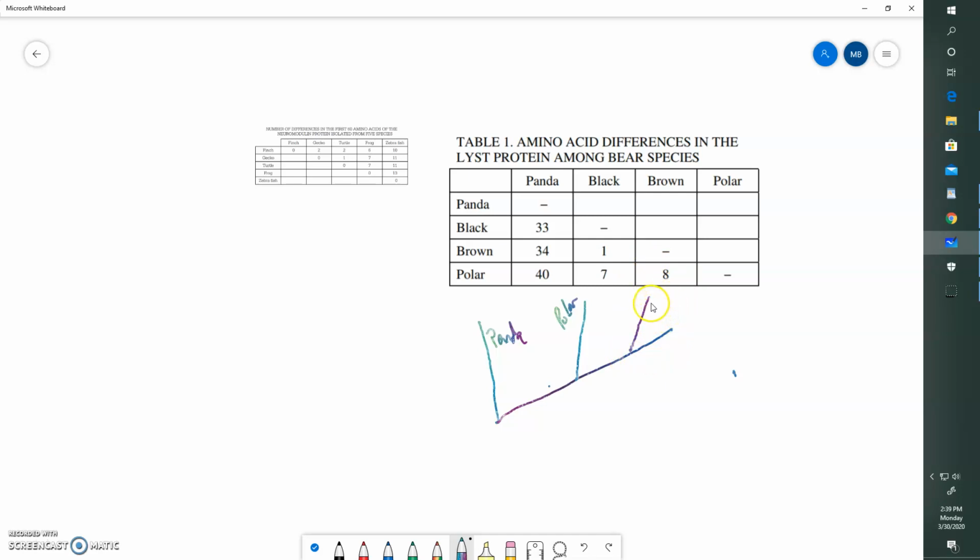And you would have, see, the black and the brown bear is a 1. It doesn't tell you specifically which is more recent than the other one, so the order there doesn't matter as much. Black and then brown.